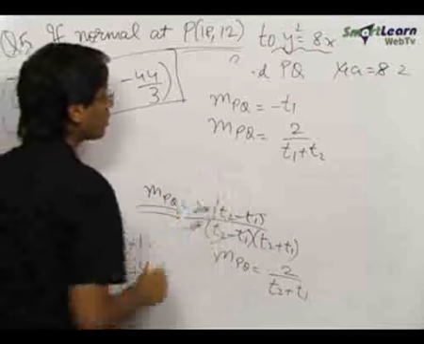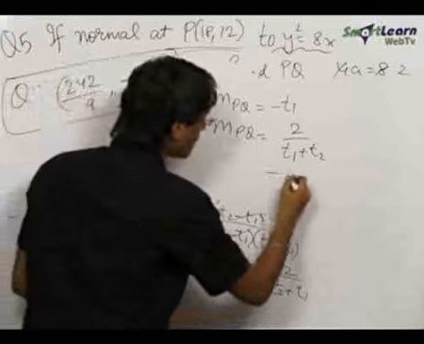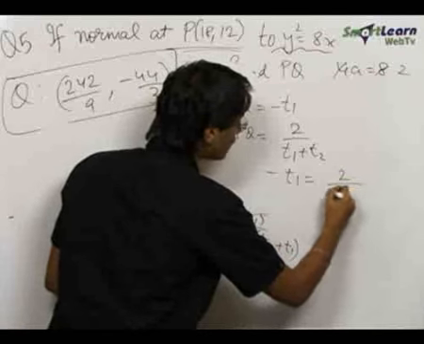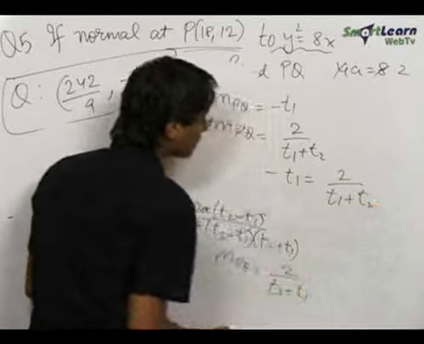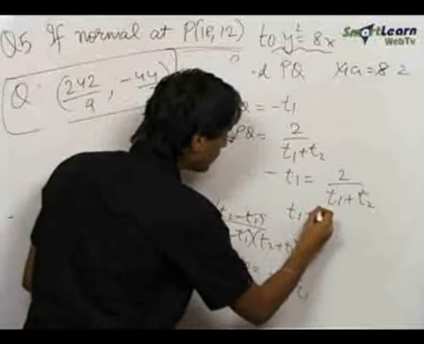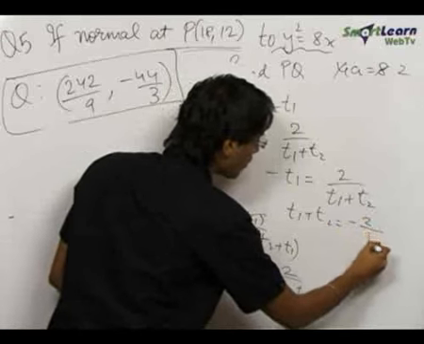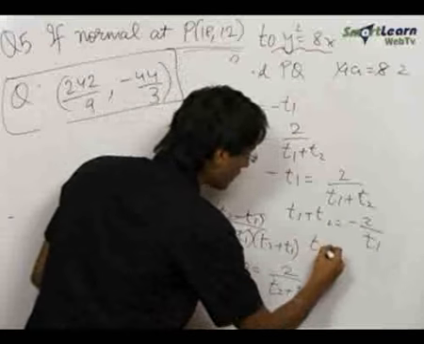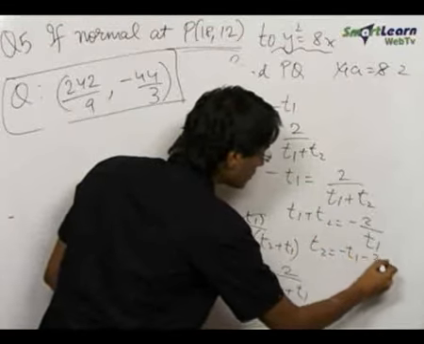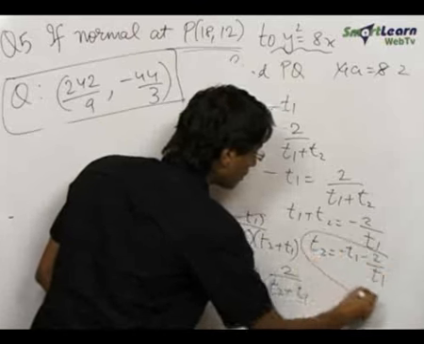Hence we can equate both the slopes to get −t1 = 2/(t1 + t2), since these are the slopes of the same line. So t1 + t2 becomes −2/t1. Hence t2 becomes −t1 − 2/t1.